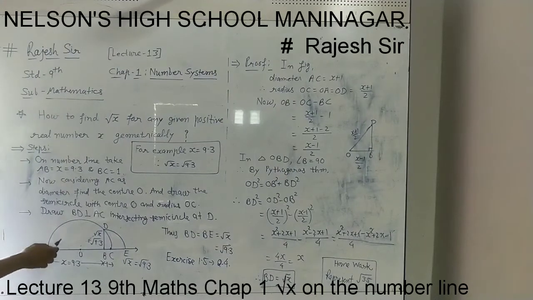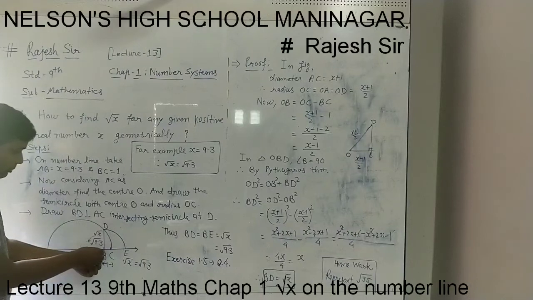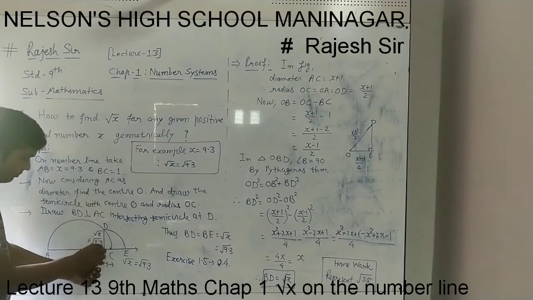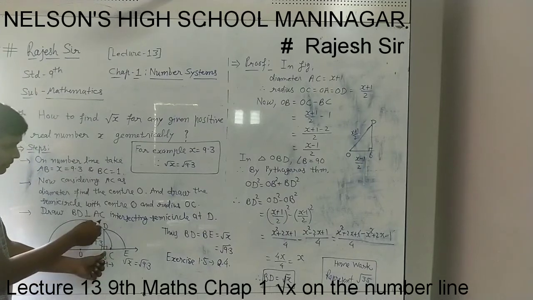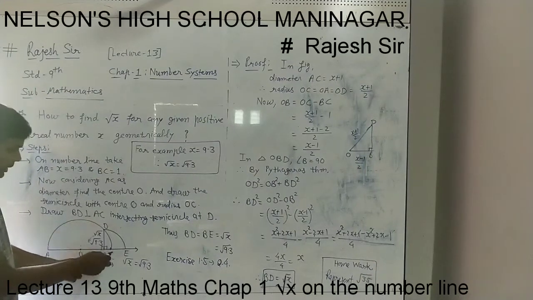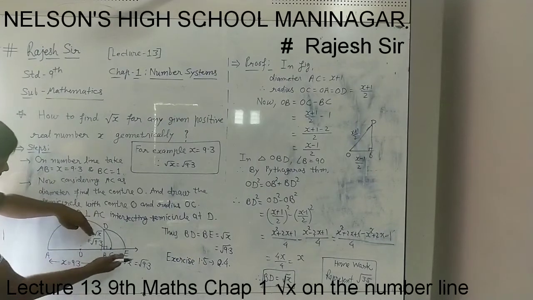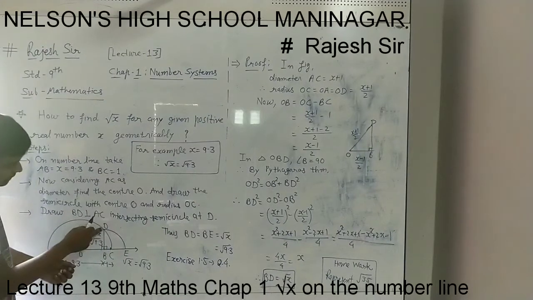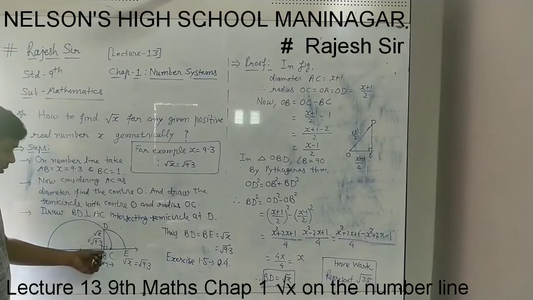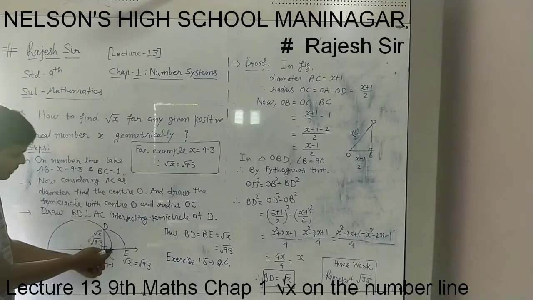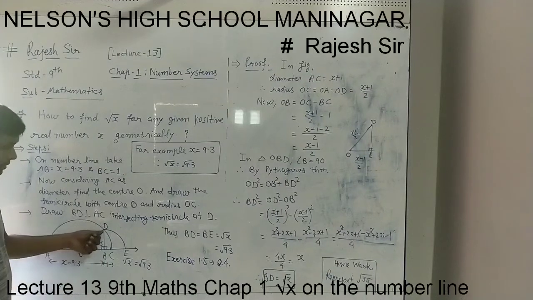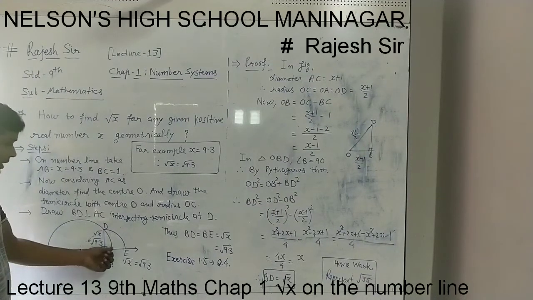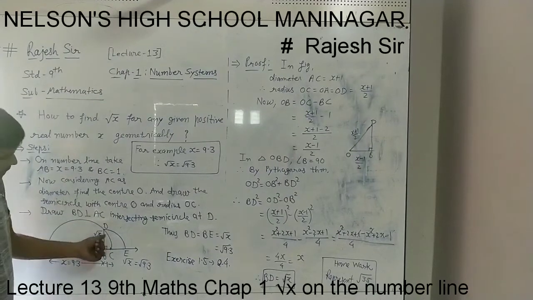Then what next do we have to do? Draw BD perpendicular to AC. From this B, we have to draw a perpendicular to AC, upward. Perpendicular means making 90 degrees; you have to draw BD perpendicular to AC. And this BD is intersecting the semicircle at D. This way. BD is perpendicular to AC, and this BD is intersecting the semicircle at which point? Say, there, point D.